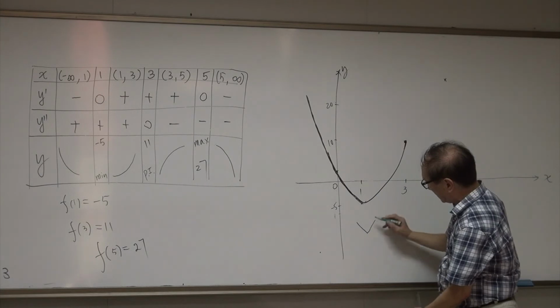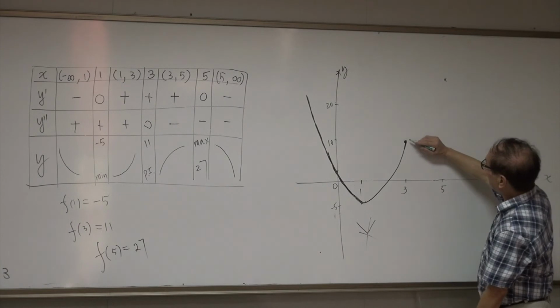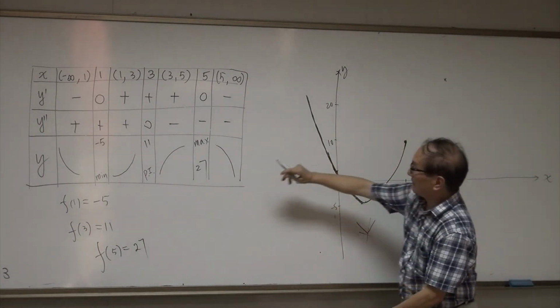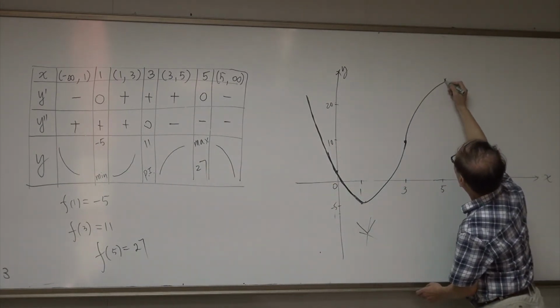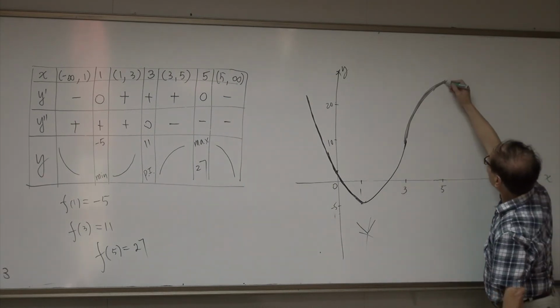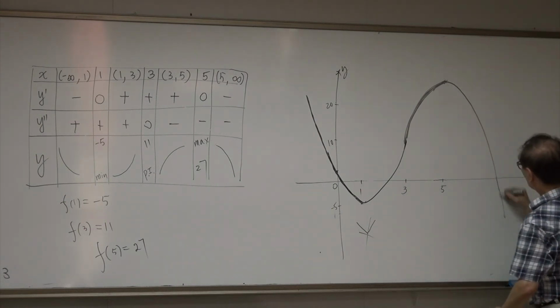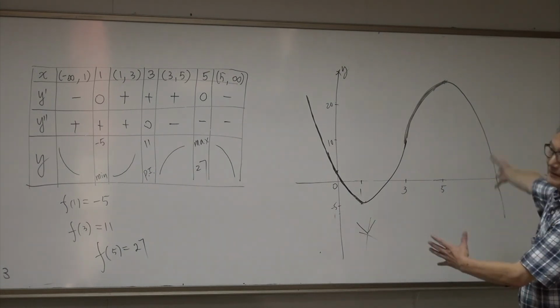Don't use a sharp angle. Sharp angles do not exist. Then from this point, 3, 11 to 5, 27, have this shape. This is the shape, and it has to be smooth. Then finally, this is the shape, right? Okay. Well, this is the curve of the function.